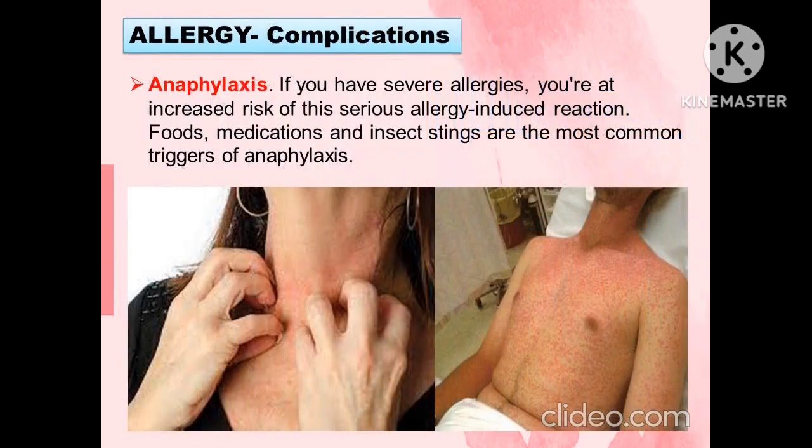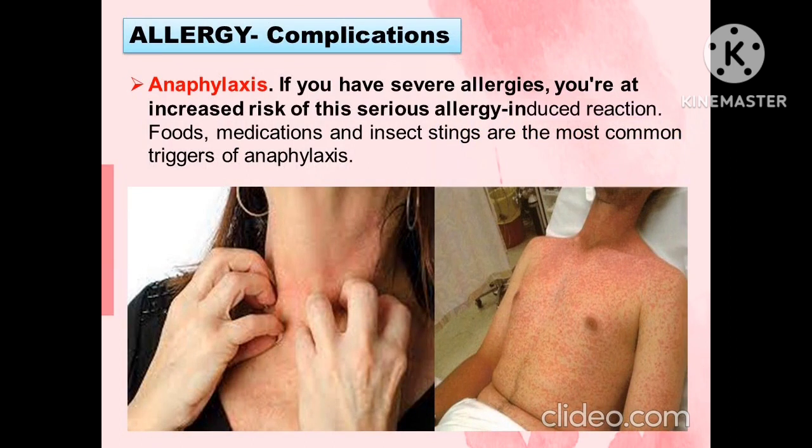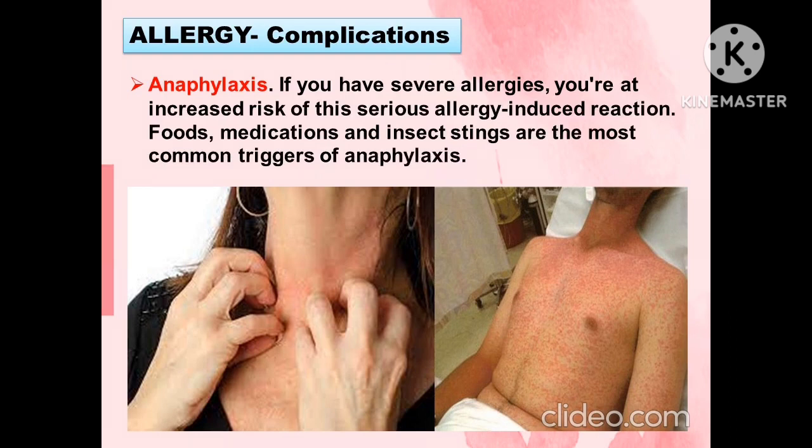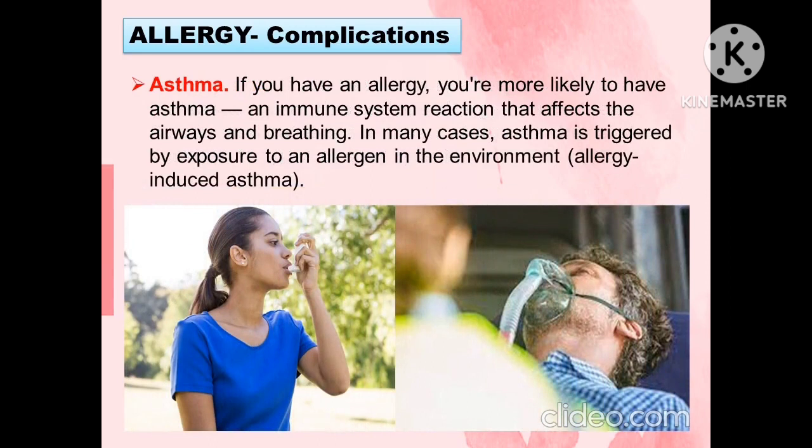The following are the complications of allergy. Anaphylaxis. If you have severe allergies, you're at increased risk of this serious allergy-induced reaction. Foods, medications, and insect stings are the most common triggers of anaphylaxis. Another complication of allergy is asthma.